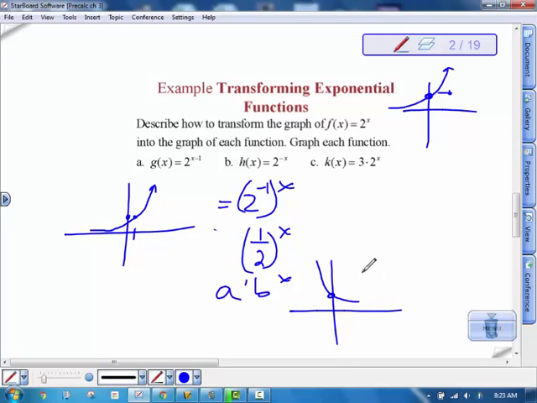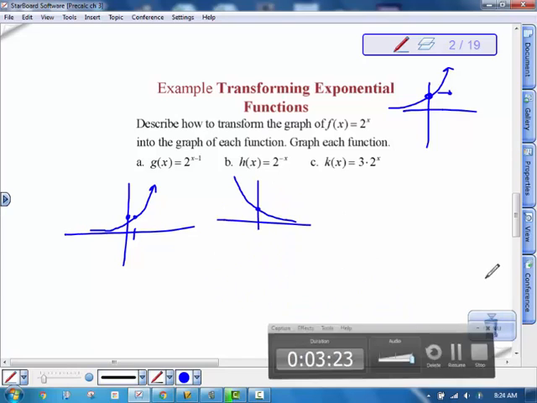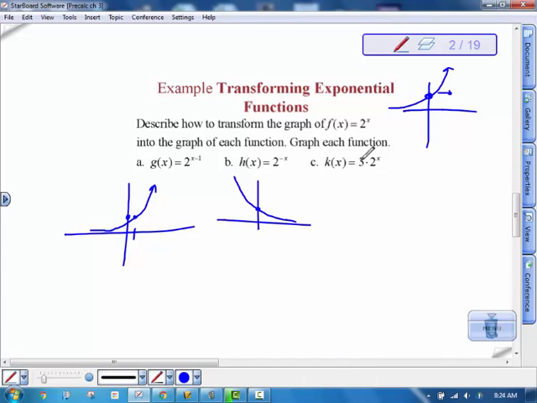And then the last one, we have this 3 that we're multiplying. We know that's a vertical stretch. So whereas once this went through 1, now if we plug in 0, this goes through 3. So it's basically stretched vertically more than the original parent function was.